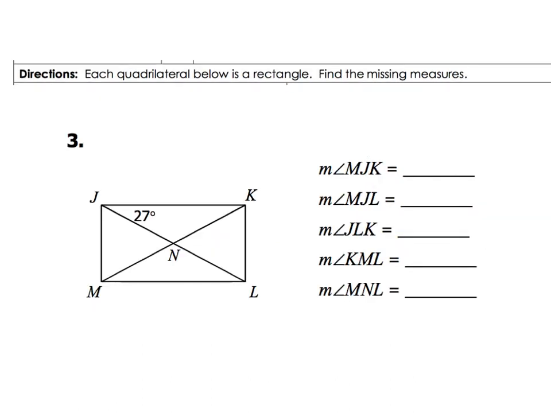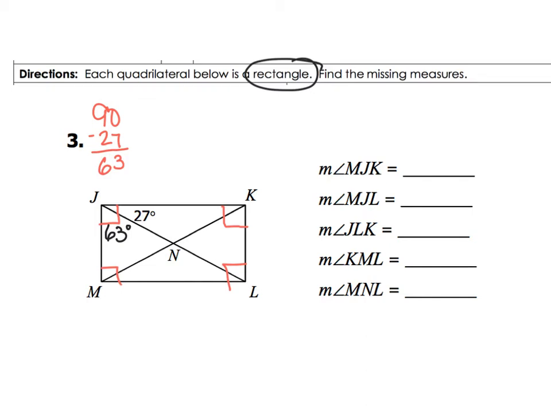Here, as we read through the directions, it tells us that each quadrilateral is a rectangle. So we have two additional properties. We know that each angle is 90 degrees. Let's see how this is going to help us. If we know that each angle is 90 degrees and they told us a part of the angle is 27, we know that the other angle is going to be 63. Make it look like 63 degrees.